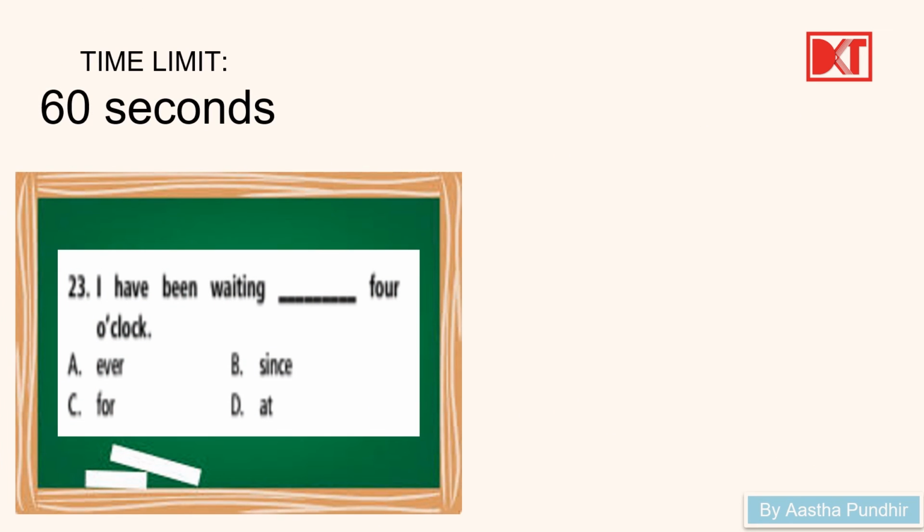Next one says, I have been waiting dash 4 o'clock. Ever 4 o'clock, since 4 o'clock, for 4 o'clock, or at 4 o'clock. Correct answer is B, since 4 o'clock. Why since? Because since is used to point out a time in the past till now, that specific duration. For that, since is used. Alright, so this person had been waiting from what time in the past? From 4 o'clock till now. Alright.